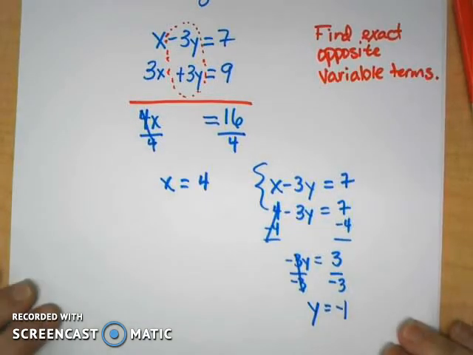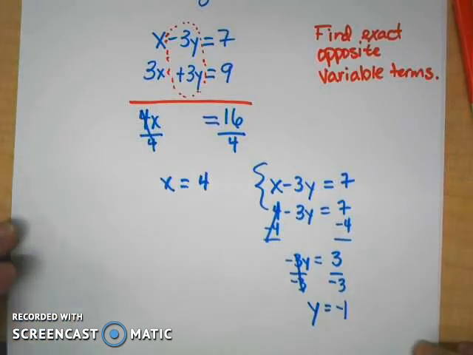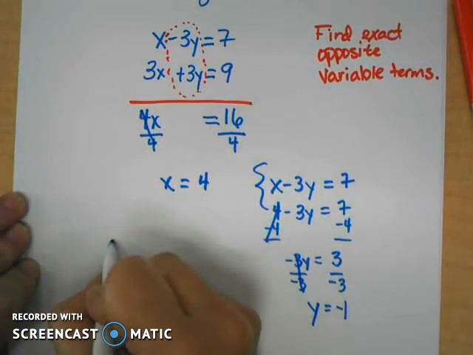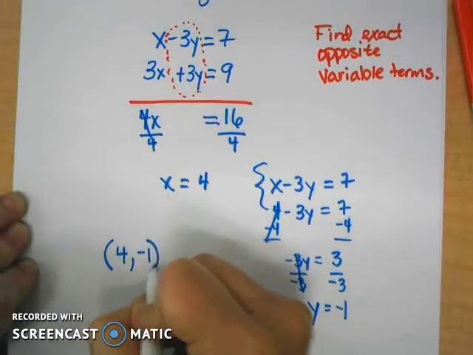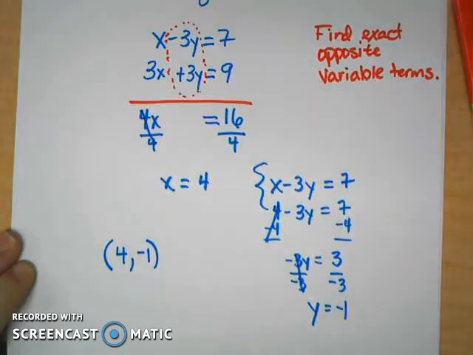So now I have both solutions. I have the x and the y. All I need to do now is write them as an ordered pair. So the solution for this system is x is 4, y is negative 1, and I'm finished with the problem.